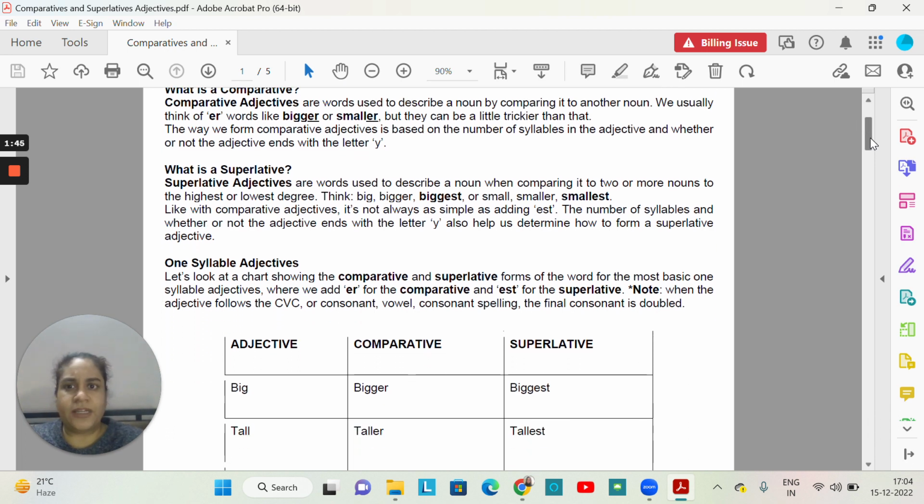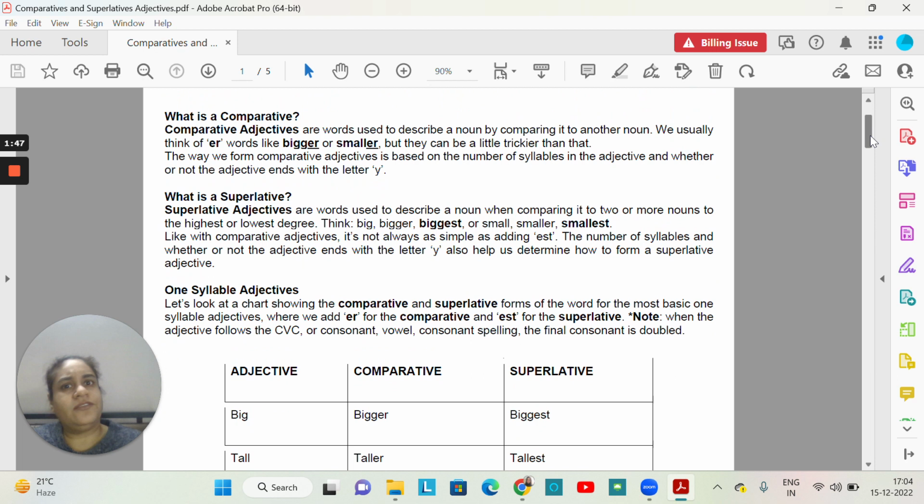Comparative adjectives, I'll make it very simple and easy. We know what adjectives are, right? Adjectives are words that help you describe a noun. For example, I have a house. House is a noun. I need to know what kind of house I have. I have a beautiful house. Because it is describing my noun, which is house, beautiful is my adjective. Correct. Now I need to understand the comparative and superlative part of it.